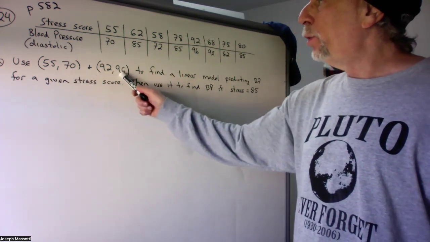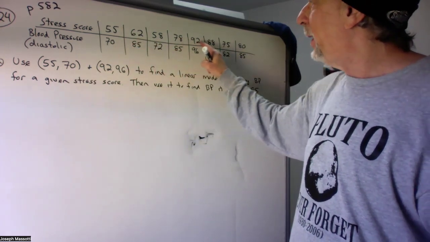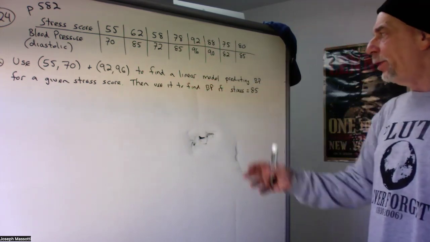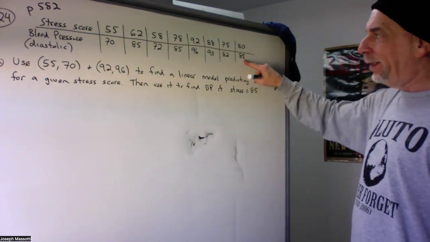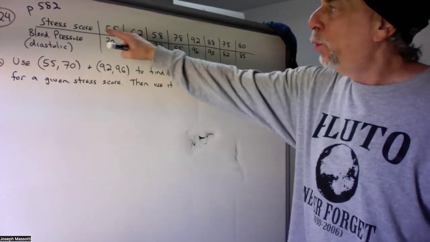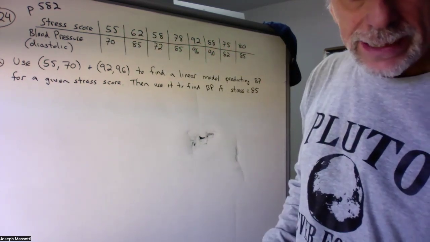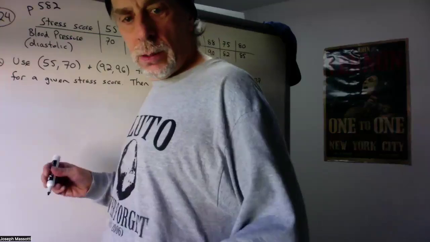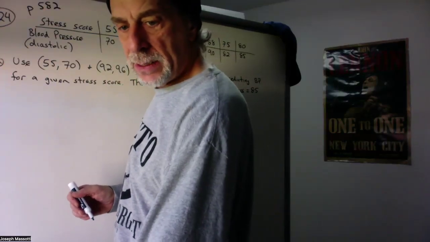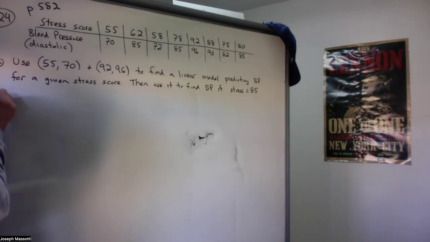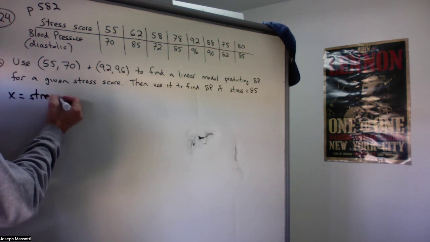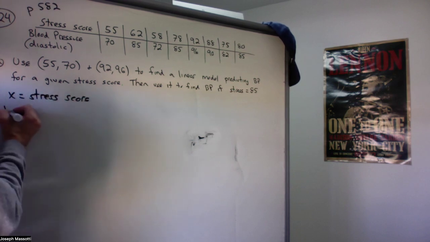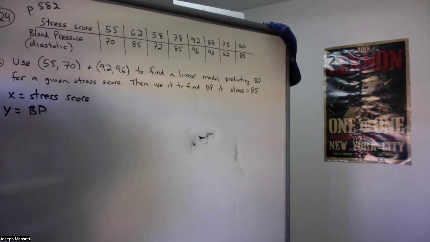So stress test scores here on top, related diastolic blood pressure here on the bottom row. And we are asked to use these 2 points, the (55, 70) and the (92, 96), to find a linear model predicting blood pressure. So that will be the output of our linear model or function, and the input will be the stress score. So we're going to let X be the stress score, and we're going to let Y be the blood pressure.